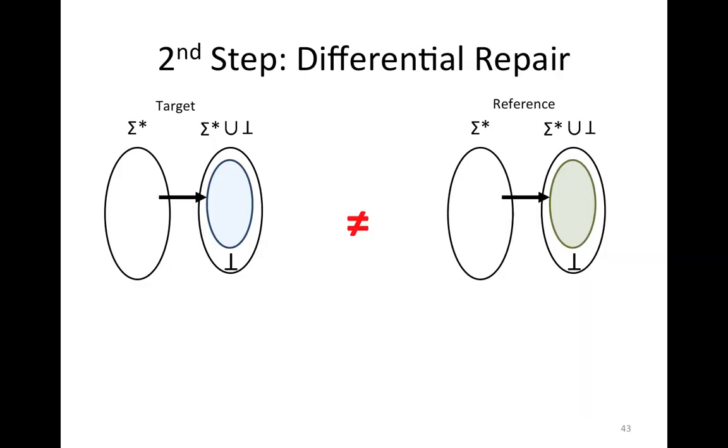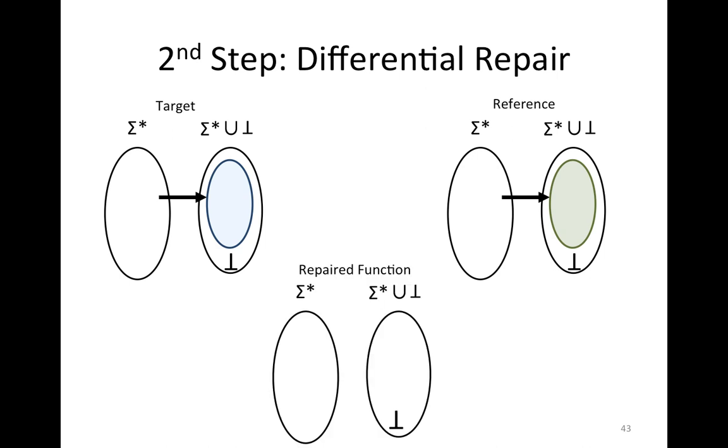Once we discover the difference, the next step is to patch this difference and generate a repair. So what is the goal of the repair algorithm? Given two functions that are not equal, we want to come up with a new function that is stronger than the two functions. What do we mean by stronger? Formally, we mean that the output of the new function is a subset of the output of the two functions.